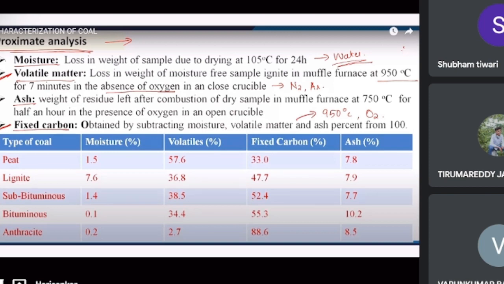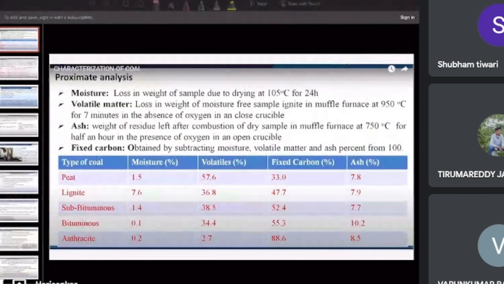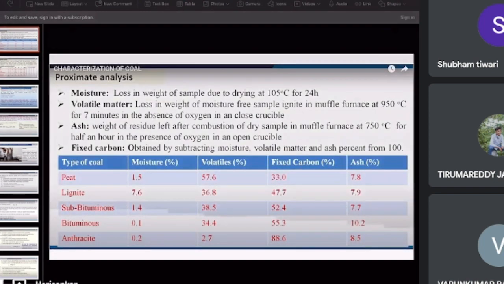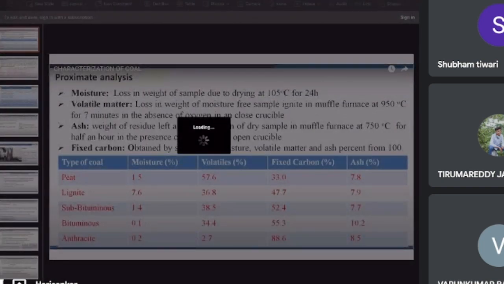I'll just give you a brief flowchart of how this proximate analysis works. Insert slide. Okay, I'm not able to.